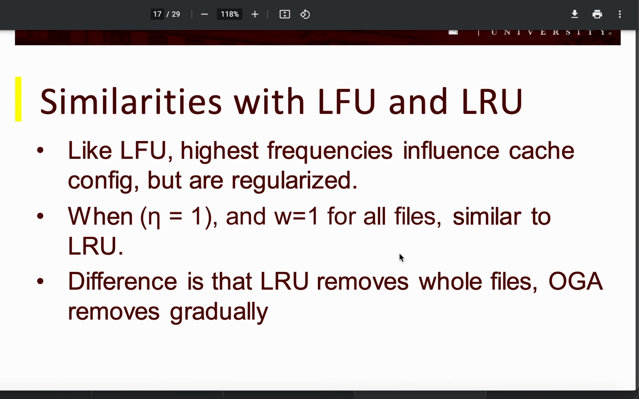Now let's try and find some similarities with LFU and LRU.